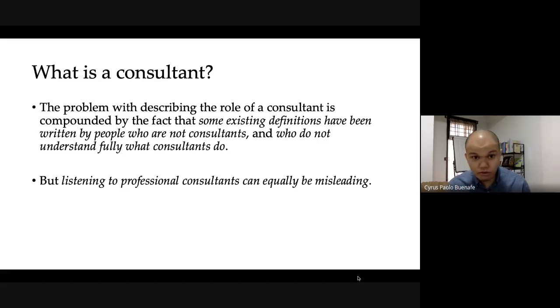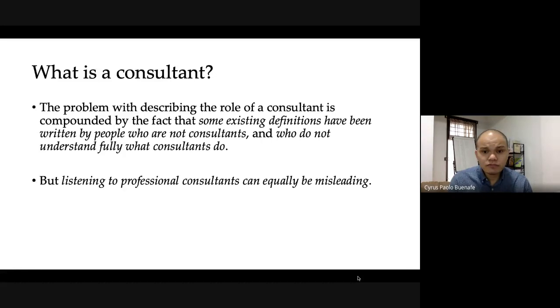That is true, but that's no fault of their own. Maybe they were doing something that we describe as what a consultant would be doing nowadays, but they've been doing it for years already.